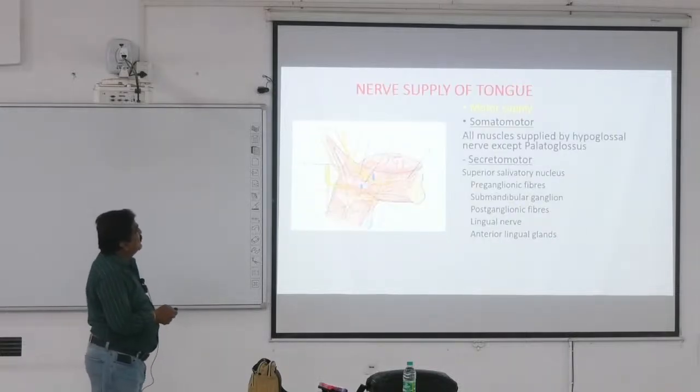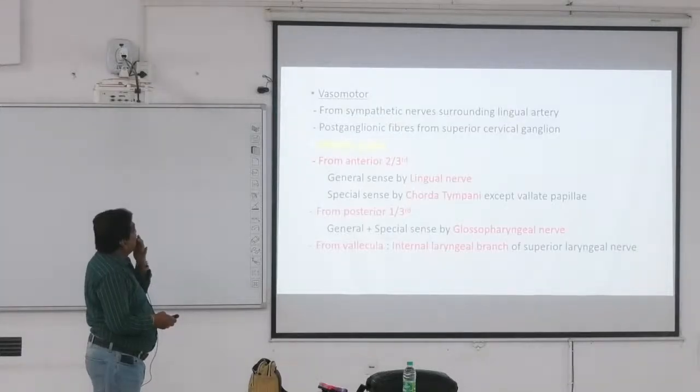Motor supply, somatomotor, all muscles supplied by the hypoglossal nerve except palatoglossus. Secretomotor, superior salivatory nucleus, preganglionic fibers, submandibular ganglion, postganglionic fibers, lingual nerve, and anterior lingual glands. Vasomotor from sympathetic nerve surrounding the lingual artery, and the postganglionic fibers from superior cervical ganglion.